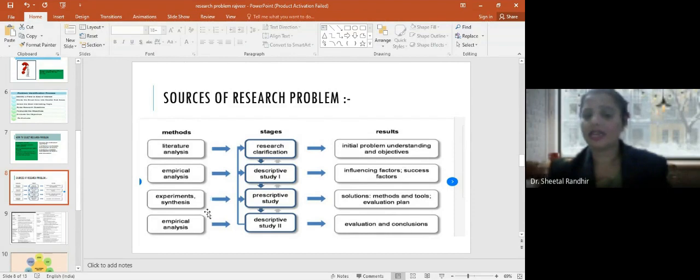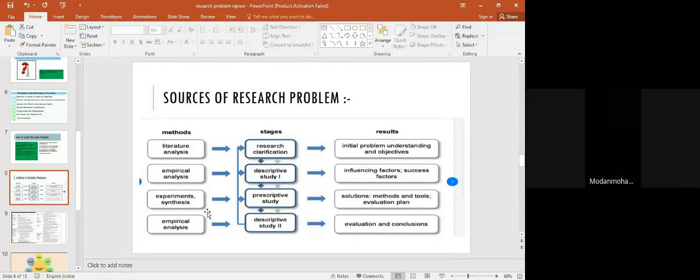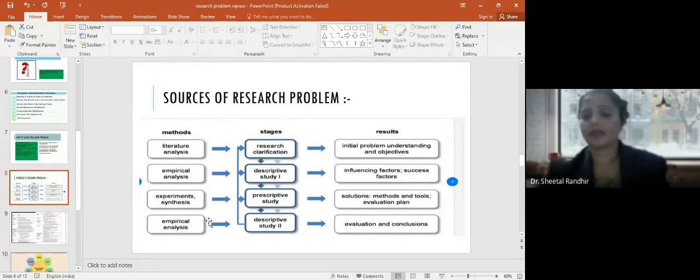The methods: literature analysis, empirical analysis, experiment synthesis, empirical analysis. So these are the methods. We must go through this. And I cannot say I'm doing the empirical study, so there is no relation with the literature analysis, experiment and the empirical analysis. I'm sorry to say, as a researcher, this is my observation. In one research, we have to go through various methods and we have to stick with our one method.